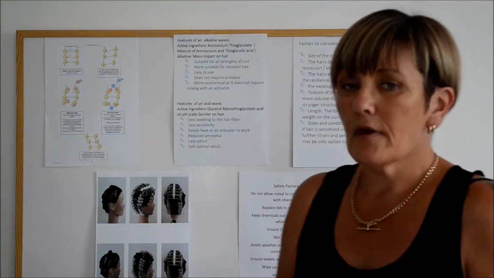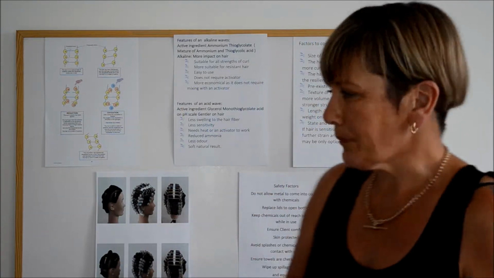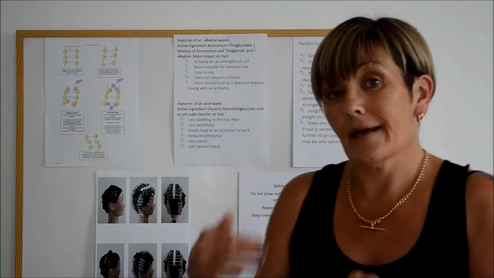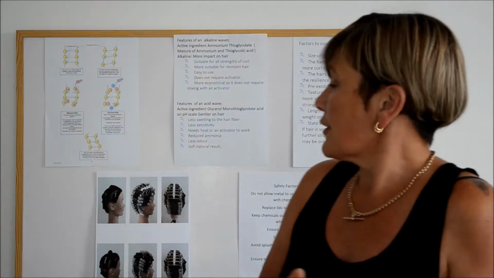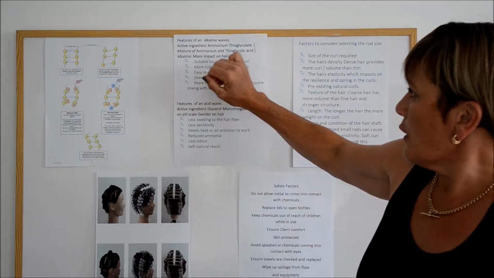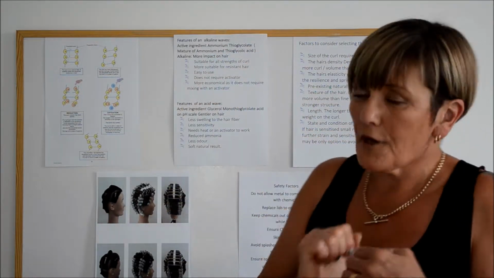So if we look at the key features of an alkaline wave, it is alkaline on the pH scale, and therefore the rule of thumb with anything alkaline is it's going to have a slightly harsher effect on the hair shaft. The key ingredient for an alkaline wave is thioglycolic acid mixed with ammonia, which gives you ammonium thioglycolate. Just to recap that, ammonia and thioglycolic acid mixed together gives us ammonium thioglycolate.